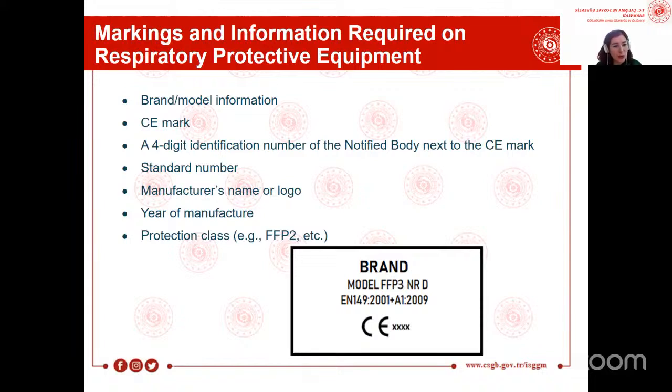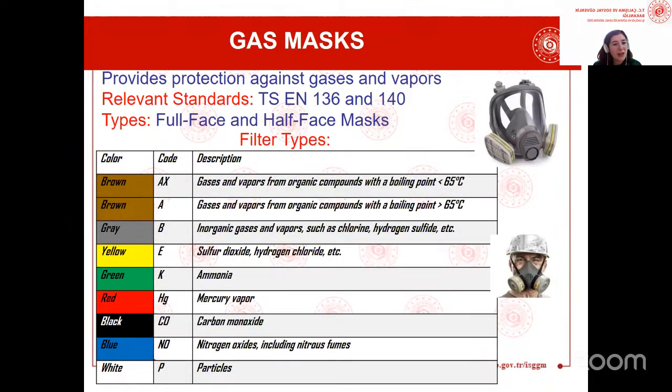The manufacturer should state the brand model information, CE mark, a 4-digit identification number of the notified body, standard number, manufacturer's name or logo, year of manufacture, and the protection class is important. Gas masks provide protection against gases and vapors, and you can see the relevant standards.